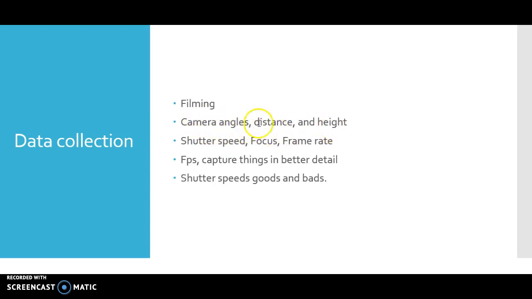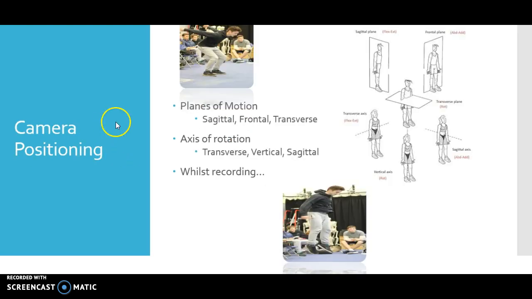Then we have camera angles, distance, and height. Basically, you want the camera at the right angle, the right distance and the right height, to capture the full image of the person jumping and then landing, and also see the angles at which their legs are. If we look at the picture here, side on would be a better angle, as you can see the angles of their legs from takeoff. Then we can also see the straightened legs in the air.